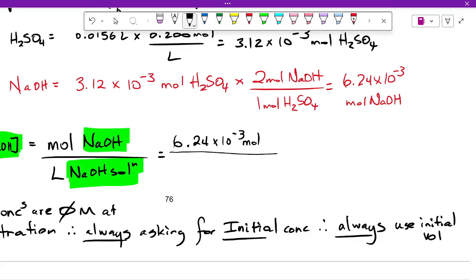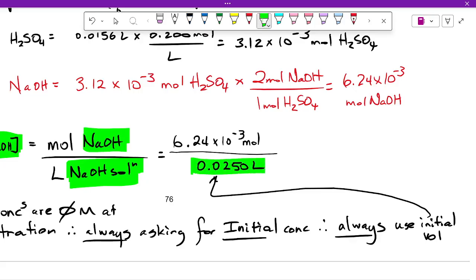So we're always going to use the initial volume. And that one there is going to be 0.0250 liters. We get 0.2496. I think we have 3 sig figs there, so that's going to become 0.250 molar NaOH.